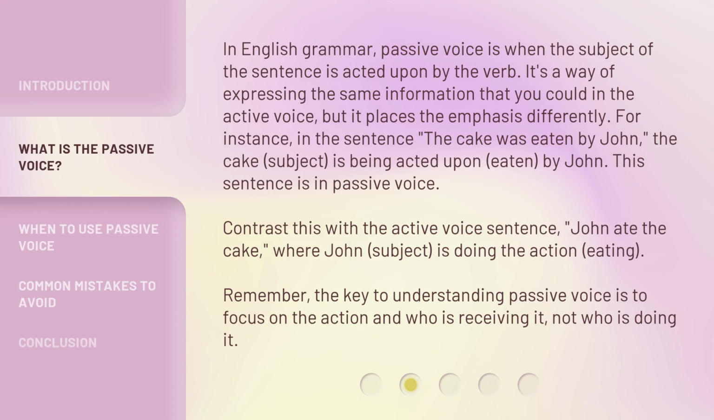In English grammar, passive voice is when the subject of the sentence is acted upon by the verb. It's a way of expressing the same information that you could in the active voice, but it places the emphasis differently. For instance, in the sentence, "The cake was eaten by John," the cake, subject, is being acted upon, eaten, by John. This sentence is in passive voice.